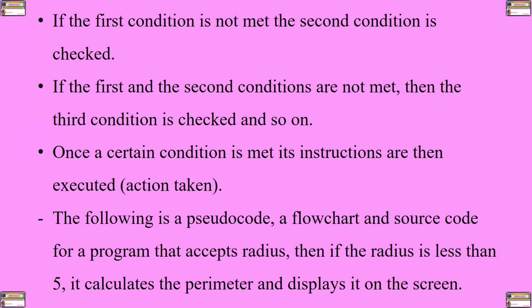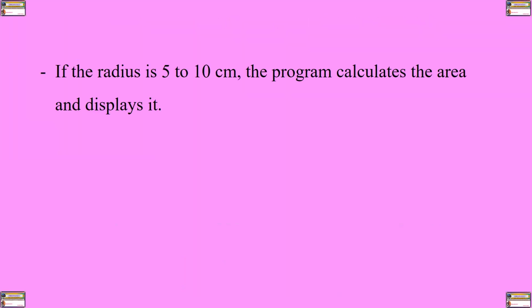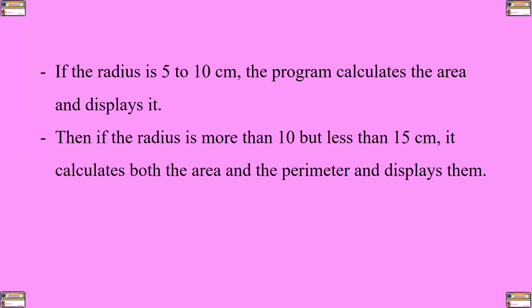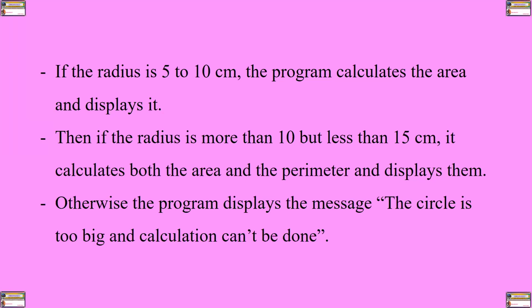If the radius is less than 5, it calculates the perimeter and displays it on the screen. Otherwise, if the radius is between 5 and 10 centimeters, the processor computes the area and displays it. Otherwise, if the value entered is more than 10 but less than 15, it calculates both the area and the perimeter and displays them on the screen. Otherwise, the program displays the message: the circle is too big and the calculation can't be done.